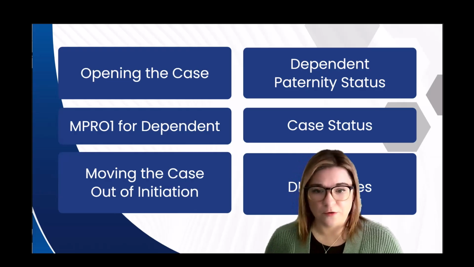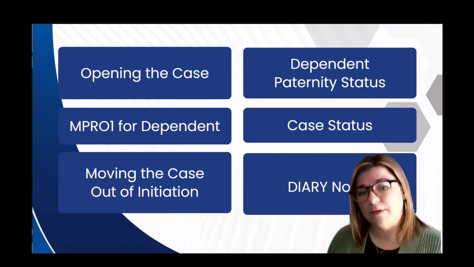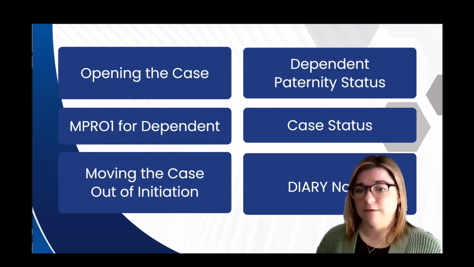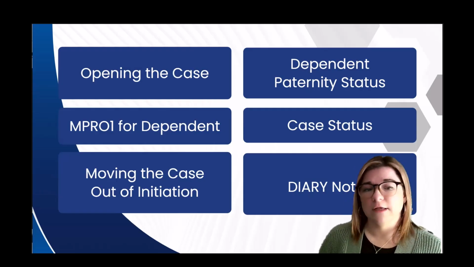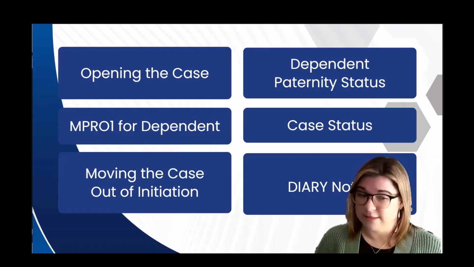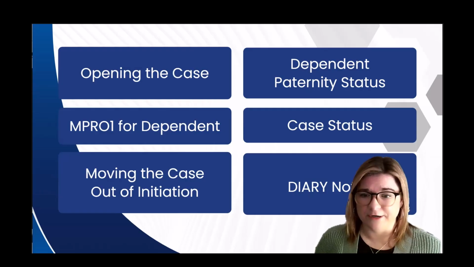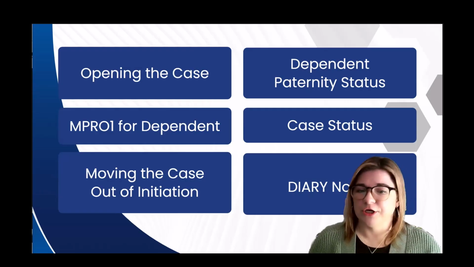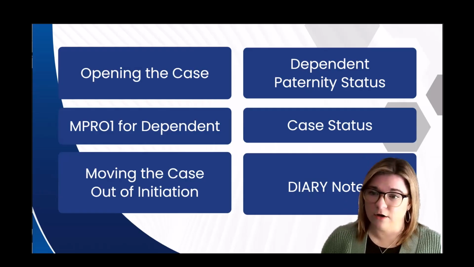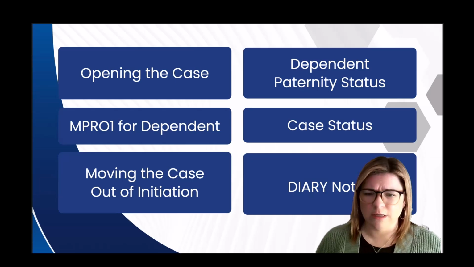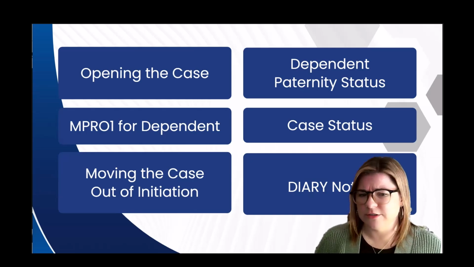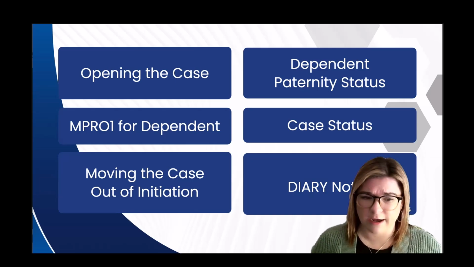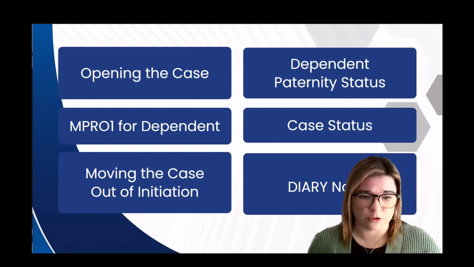In this training, we will focus on opening the case, adding a dependent paternity status, updating Impro 1 for the dependent, viewing the case status, moving the case out of initiation, and diary notes. The information shared with you in this training can be located on the CS training page. Let me guide you through step-by-step instructions on how to access this information before proceeding.